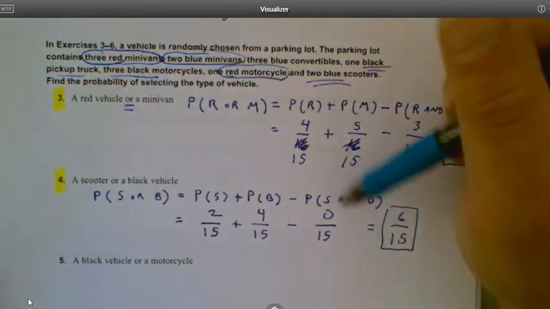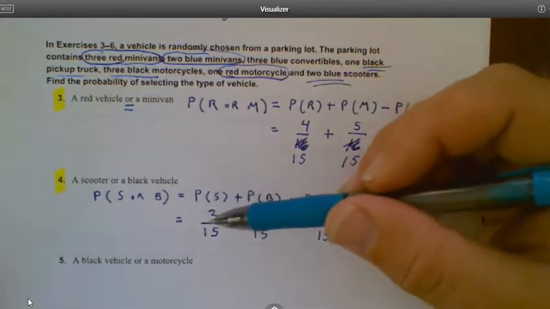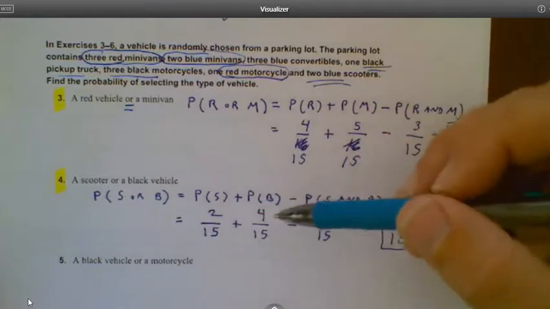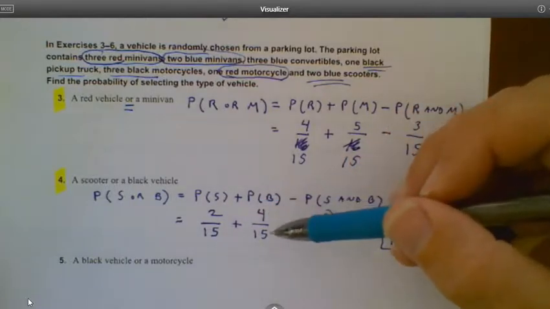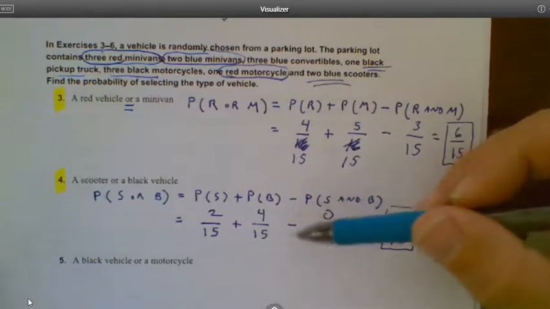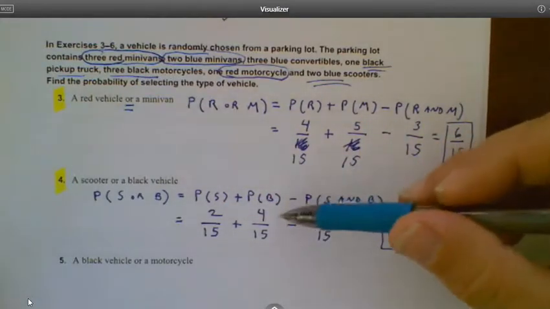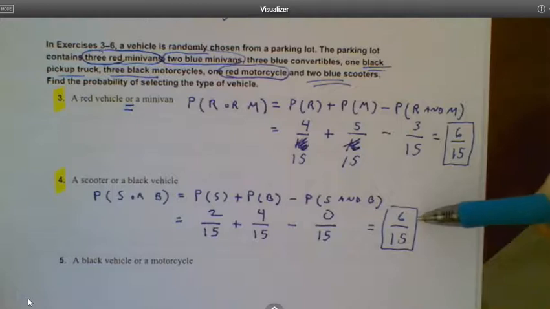So a black scooter, basically, as you look at this. In this case, 2 out of the 15 were scooters, and 4 out of the 15 are black. There were no black scooters in the mix, so that was 0. Remember, that means these are disjoint events, so I can simply add those together to get our answer.